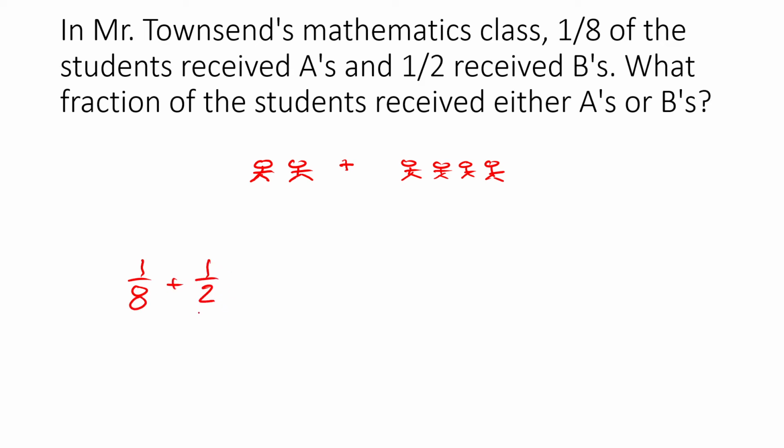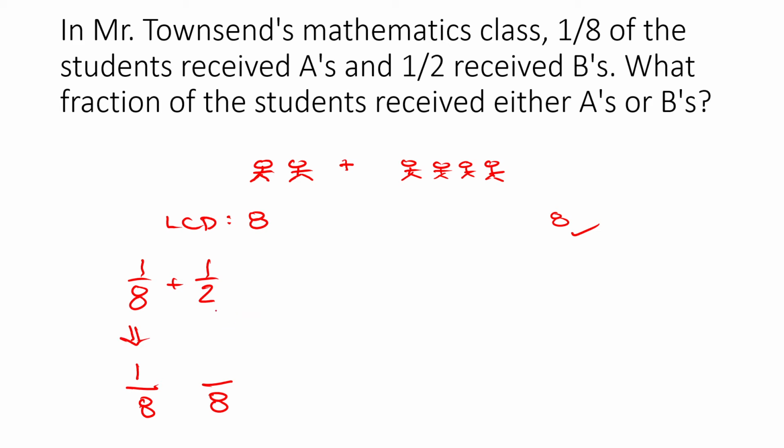Now here we have different denominators, 8 and 2. So we're finding the LCD. What is the LCD of 8 and 2? It's 8. Why 8? Well, let's start with 8. Can 2 go to 8? Yes. So your LCD is 8. So we need to change both fractions such that the denominator is 8. Let's start with 1/8. Do we need to change 1/8? No. So we can just copy it as is.